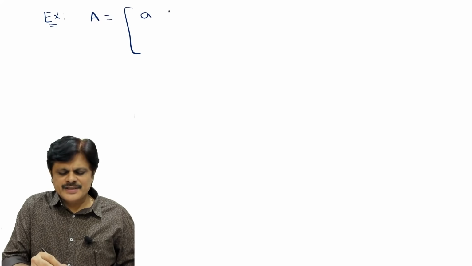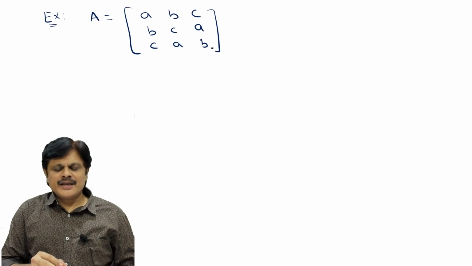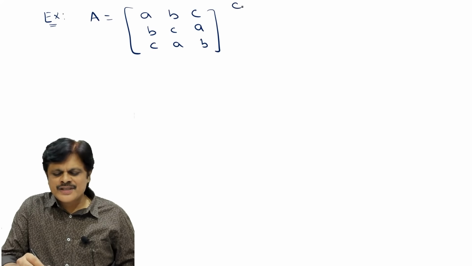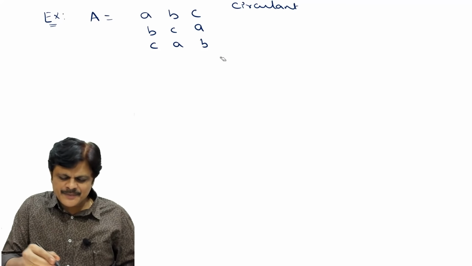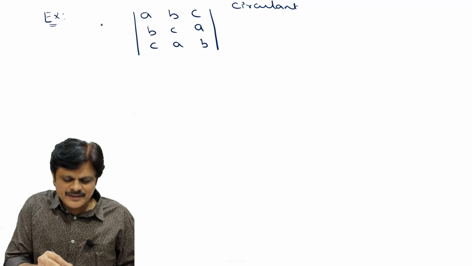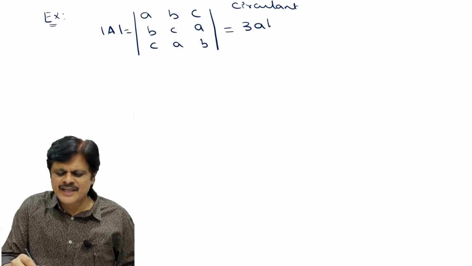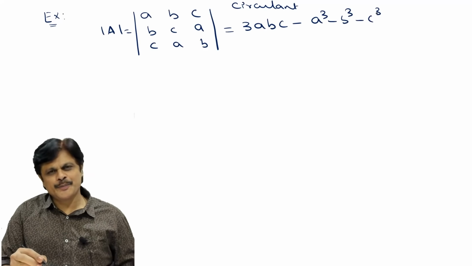So this is a, b, c, b, c, a, c, a, b. Here you are circulating the elements. This is actually called a circulant. There is a special name for this particular determinant when you consider it as a determinant. Let me put this as a determinant. So they call it a circulant, and we have a formula for this. The formula, you please remember, is 3abc minus a cube minus b cube minus c cube.